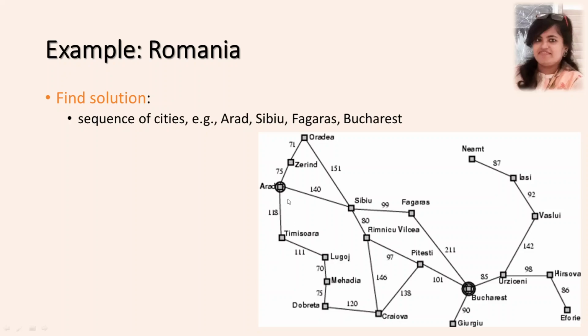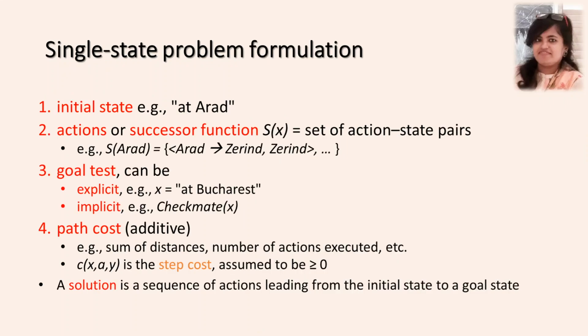Just see, you are in Arad, you can go to Sibiu, then you can go to Fagaras, then you can go to Bucharest. So this could be the path by which you can reach Bucharest. That's the choice of the cities. You can go by this particular path, or this path, or this path. So there could be several paths. But what is your ideal choice of path? That is the path cost. We need to minimize the path cost. That is the solution, the sequence of the cities.